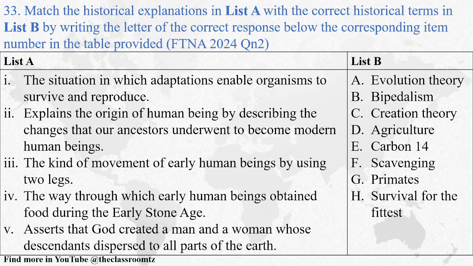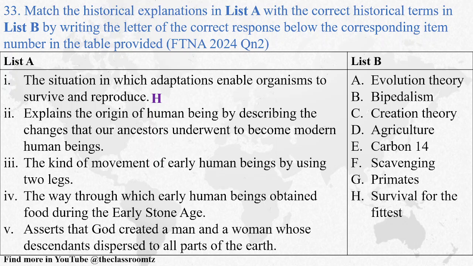The situation in which adaptation enables an organism to survive and reproduce. In mathematics, they used to give us very simple examples, but when you have the exercise, it's different from the examples. So if your teacher explained to you one way without going another way, putting in different scenarios, you cannot survive here, my friend. So what is the answer here? The answer, I'm sure, is letter H, survival for the fittest. Survival for the fittest, that is the ability for us to adapt and reproduce in the environment.